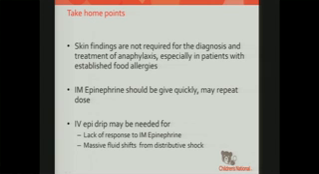So some take-home points. Skin findings are not always required. IM epi, give it first, give it fast, give it at least 3 times, and then you may need to start an epi drip.